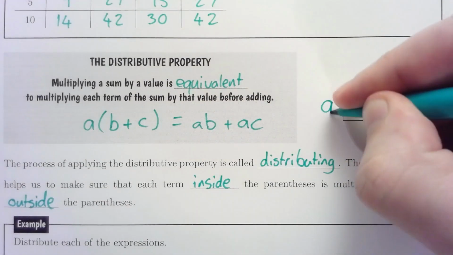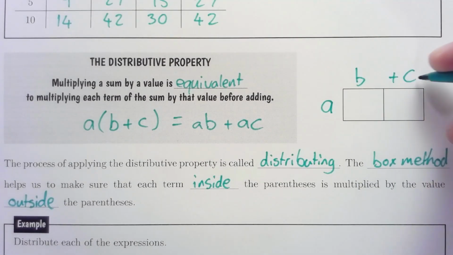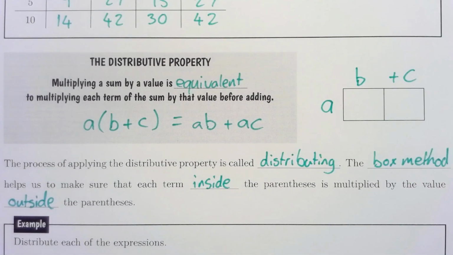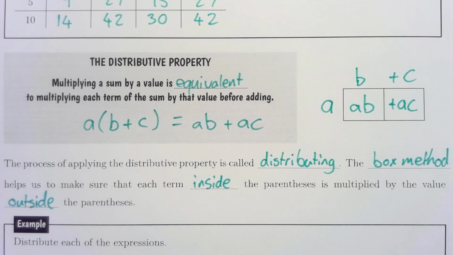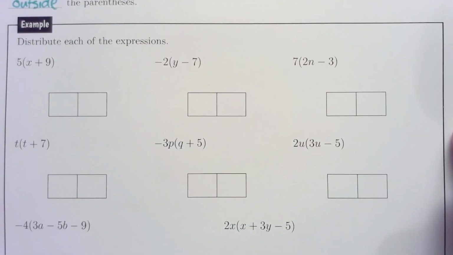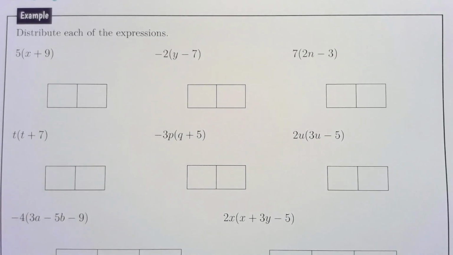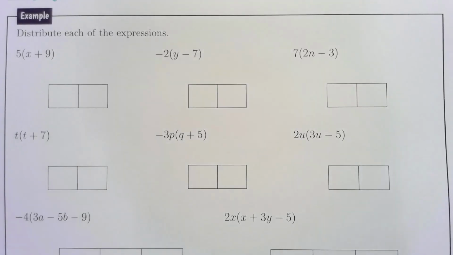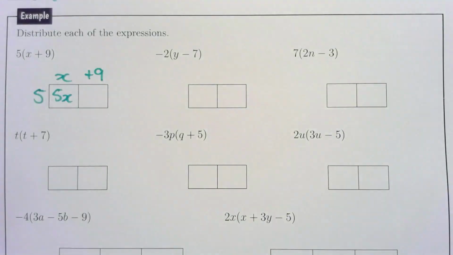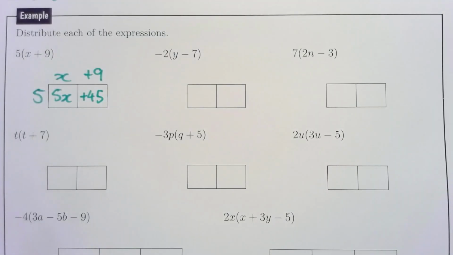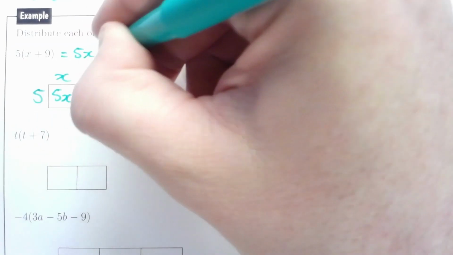We have a multiplying the sum b plus c. We can see inside the boxes we get the products a times b and a times c. Those two quantities added together are our new expression. Let's look at some examples of how we distribute in practice. 5 times the quantity x plus 9. So we need to multiply 5 by both x and 9, which gives us 5x and 45. So our expression is equivalent to 5x plus 45.